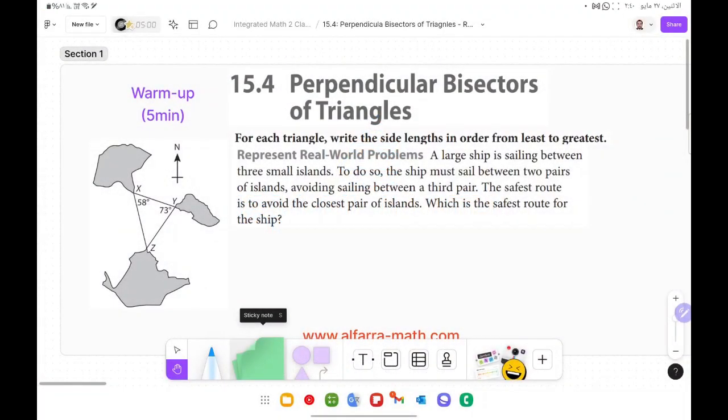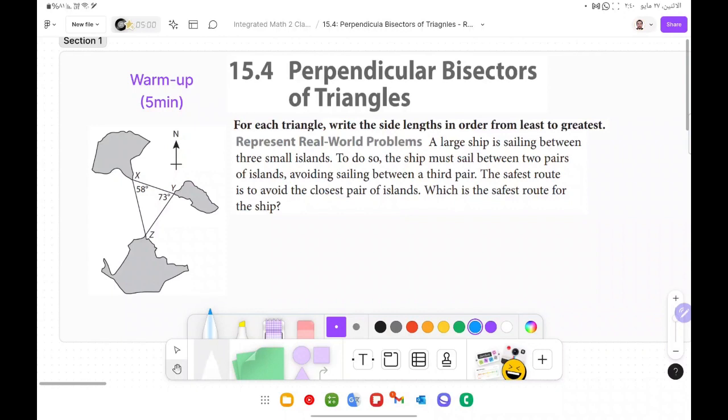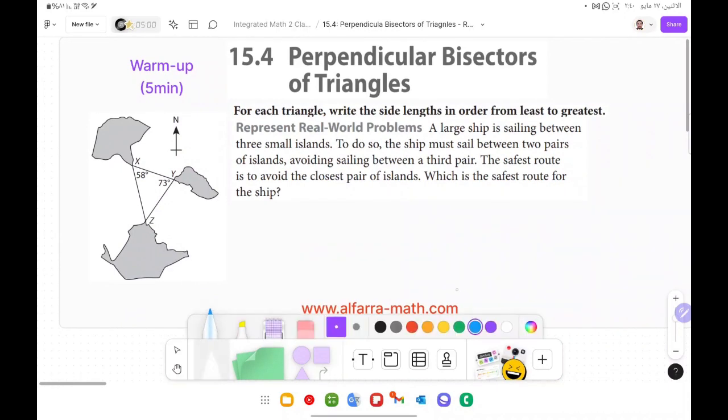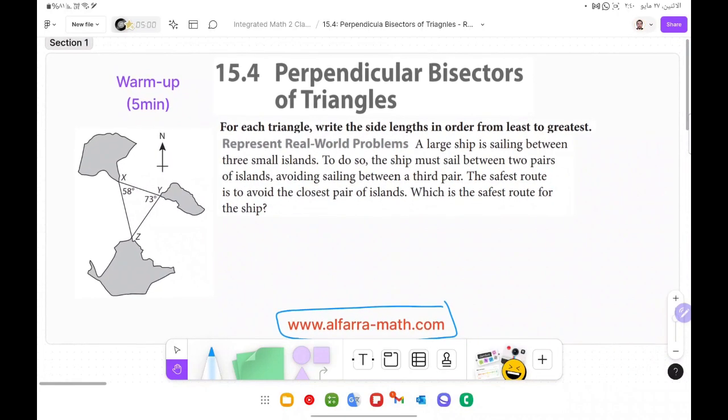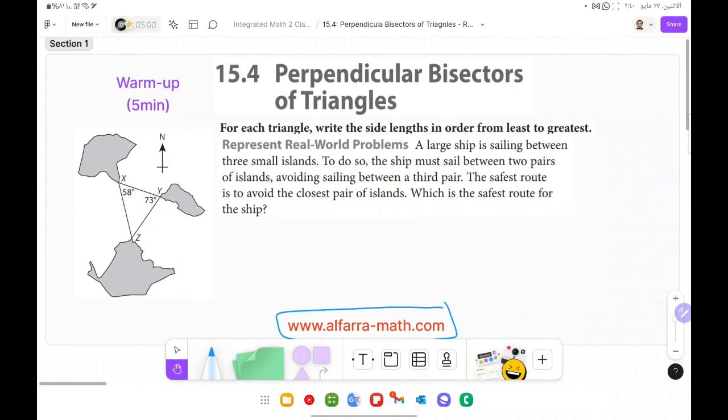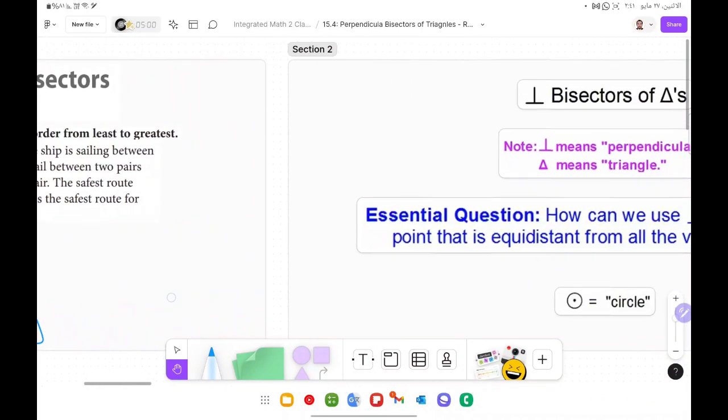Today we're going to learn about 15.4, perpendicular bisector of triangles. You can find all the lessons on my website alfaramath.com. Now, the perpendicular bisector of triangles is easier than you think, because you already learned about perpendicular bisectors, right? So this is the same thing. There is nothing new here except we are using triangles. Try to solve this one, and if you have anything, please ask me.